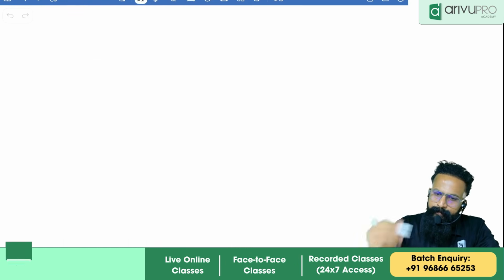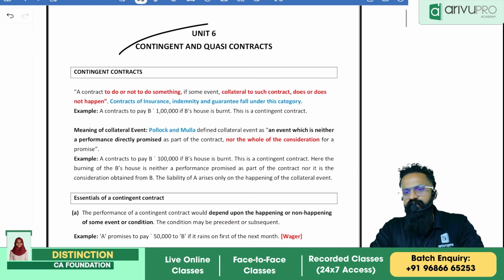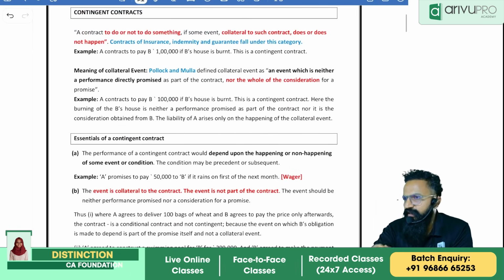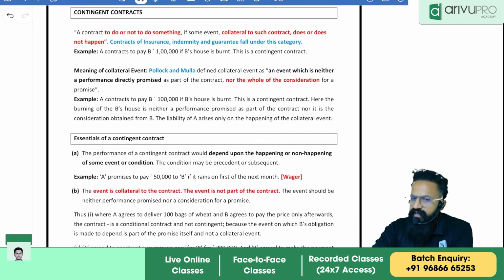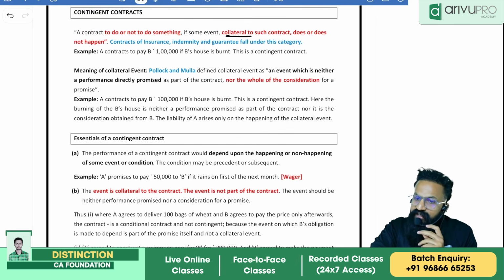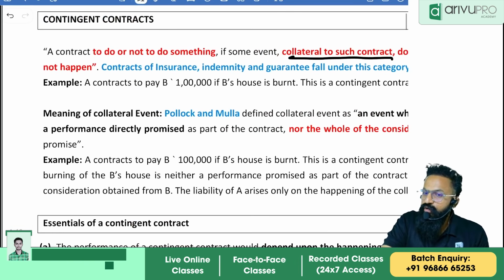Done. Next one, sir, unit 6: contingent and quasi contracts. Okay, contingent and quasi contracts. What is a contingent contract? A contract to do or not to do something, if some event collateral to such contract does or does not happen.